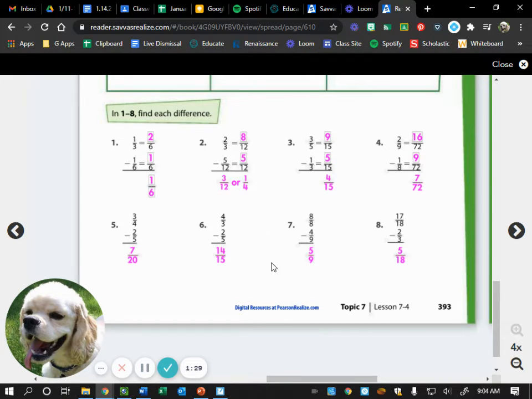Then we jump down to number 7 and 8. For these two, they did not give you the least common denominator. So for number 7, the least common denominator was 72. Okay? So for 8/8, that would have become 72 over 72. Then for 4/9, that would have become 32 over 72. So then you would have had 72 minus 32, which is 40 over 72.